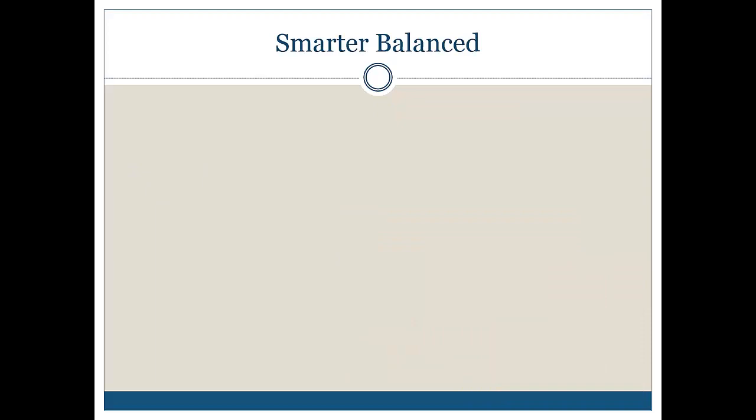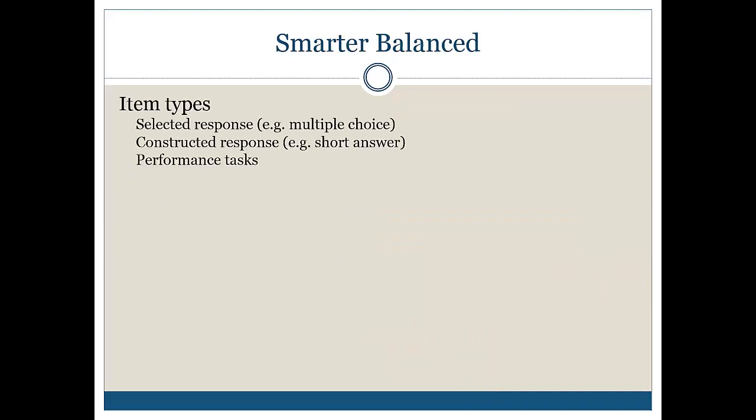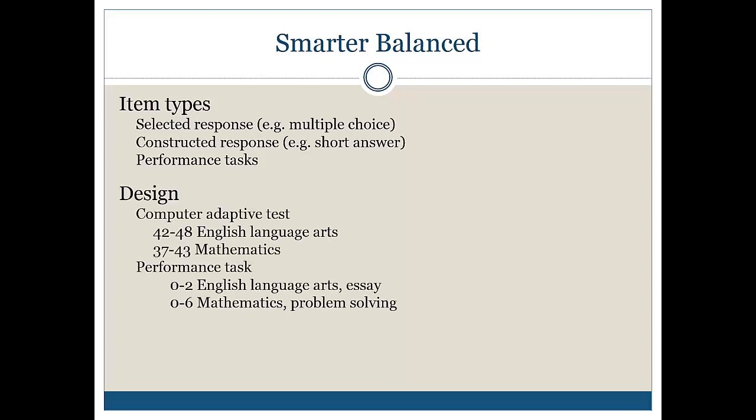There are three types of items on the Smarter Balanced test, including selected response, constructed response, and performance tasks. The test is computer adaptive, meaning the testing software provides questions of greater or less difficulty based on the test taker's grade level and correct answers. There are 42 to 48 questions on the ELA portion of the test, and 37 to 43 questions on the mathematics portion. Depending on grade, there may be 0 to 2 performance tasks in ELA, and 0 to 6 constructed response and performance tasks in mathematics.